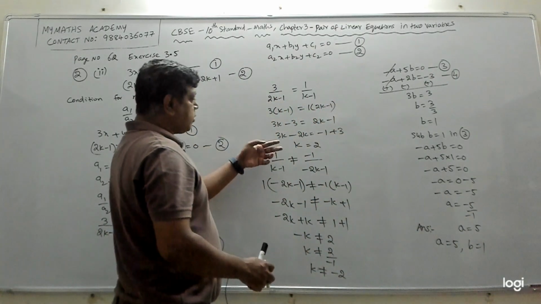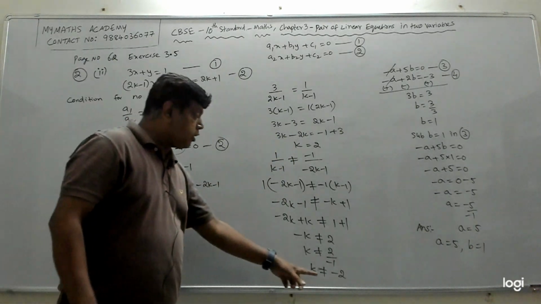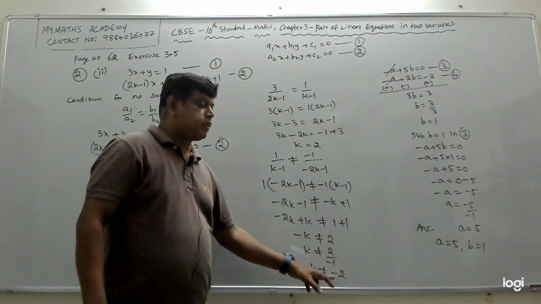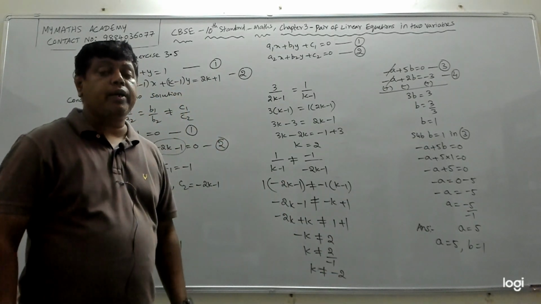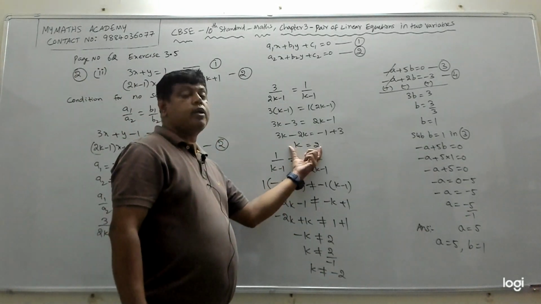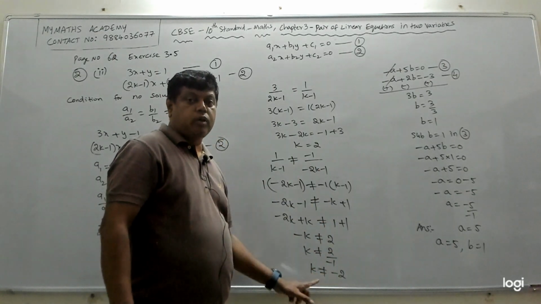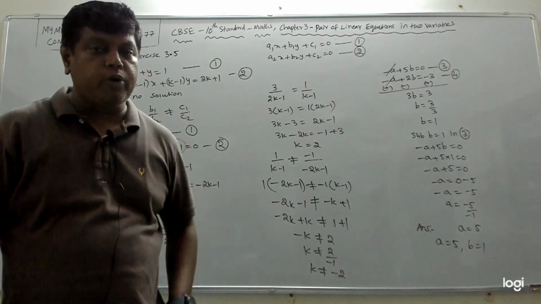See, we could have stopped here, but we cannot stop here because we need to make sure that k is not equal to minus 2. Suppose if you solve this and you get k equal to 2, but this says k is not equal to 2, instead of minus 2. If you get k not equal to 2, then what will happen?